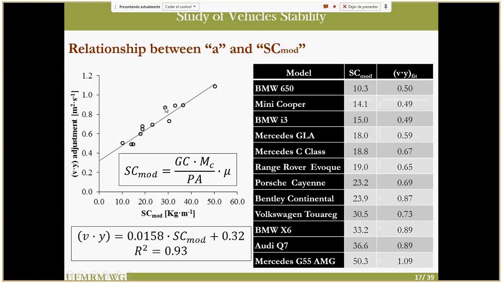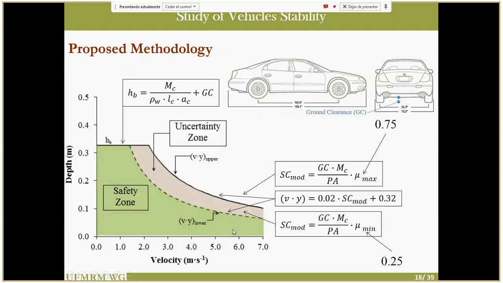So the stability coefficient is easily obtained thanks to the technical documentation of a vehicle. Therefore, its corresponding stability curve can be easily calculated with this expression that you can see here. Okay. Well, however, according to the literature reviewed, the expected range of friction coefficient values is from 0.25 to 0.75.